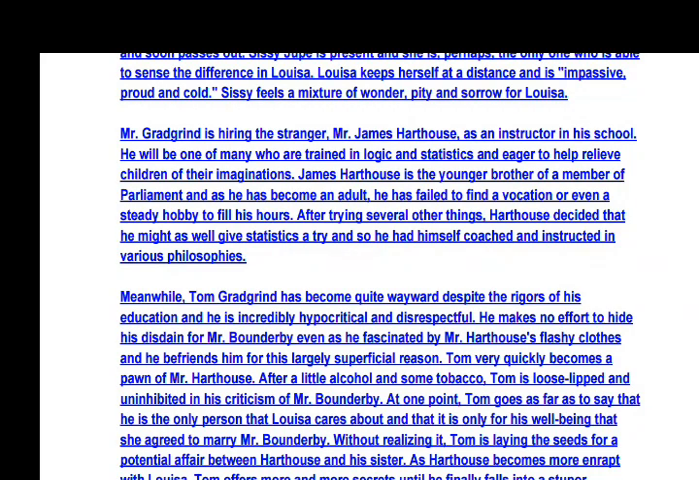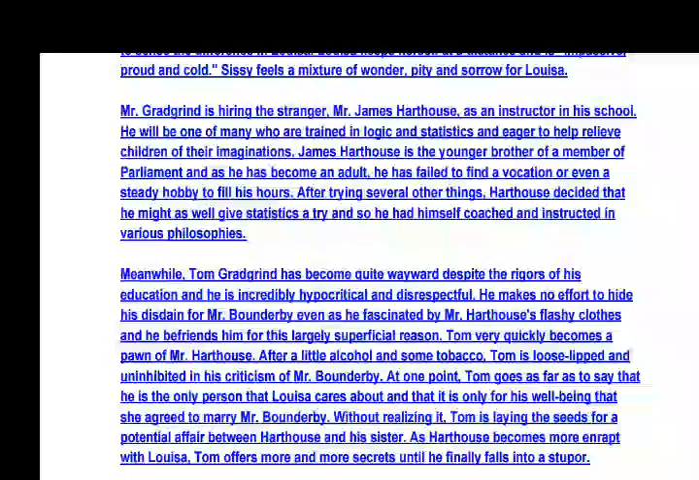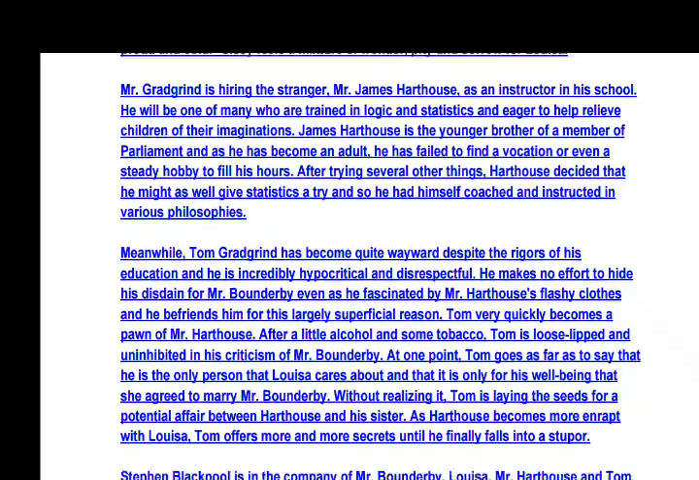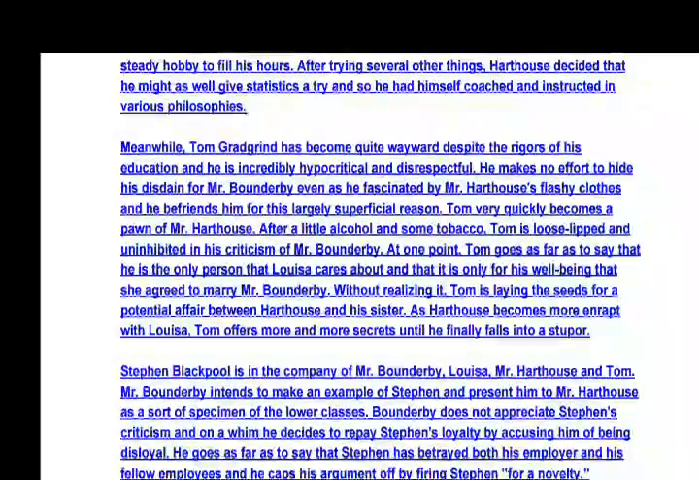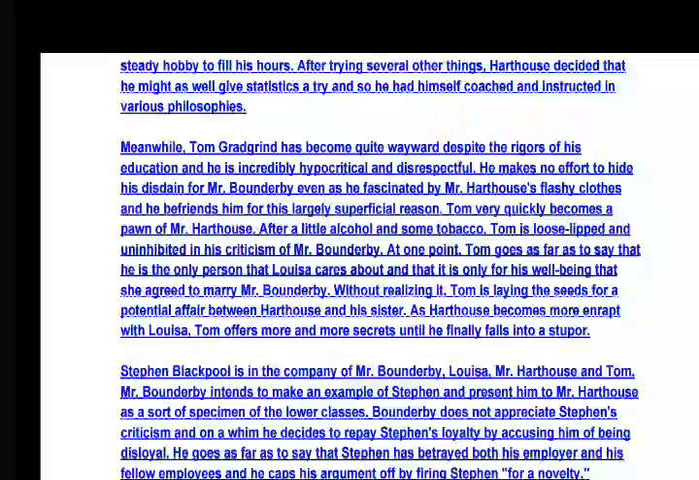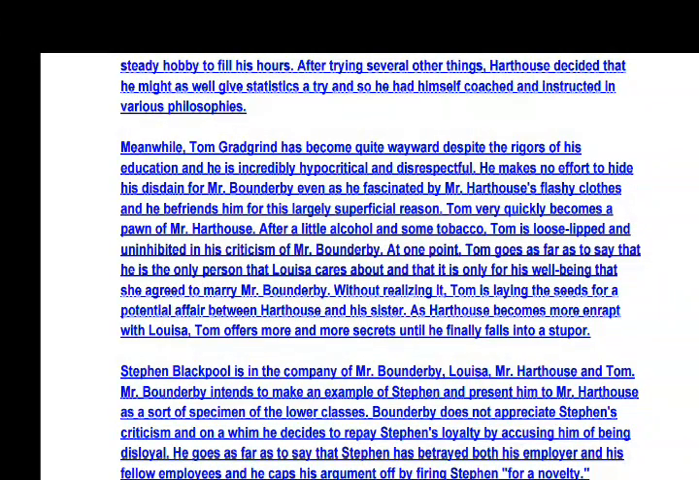After trying several other things, Harthouse decided that he might as well give statistics a try, and so he had himself coached and instructed in various philosophies. Meanwhile, Tom Gradgrind has become quite wayward despite the rigors of his education, and he is incredibly hypocritical and disrespectful.